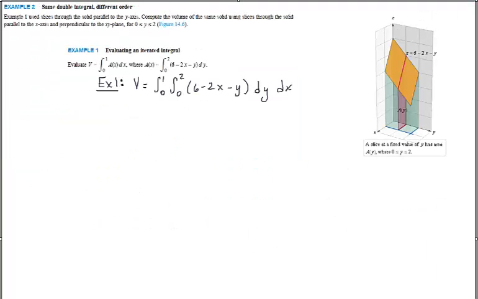In example 1, this was the entire operation that we performed, where we did this inner integral, and then we computed that, and then we did the outer integral. In example 2, we're wanting to do the exact same thing. They want us to compute the volume again, but this time instead of the inside being the y, they want the inside to be the x.